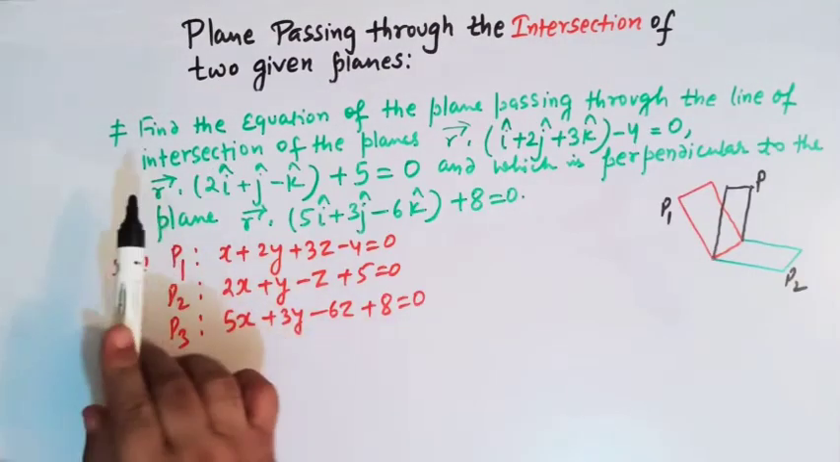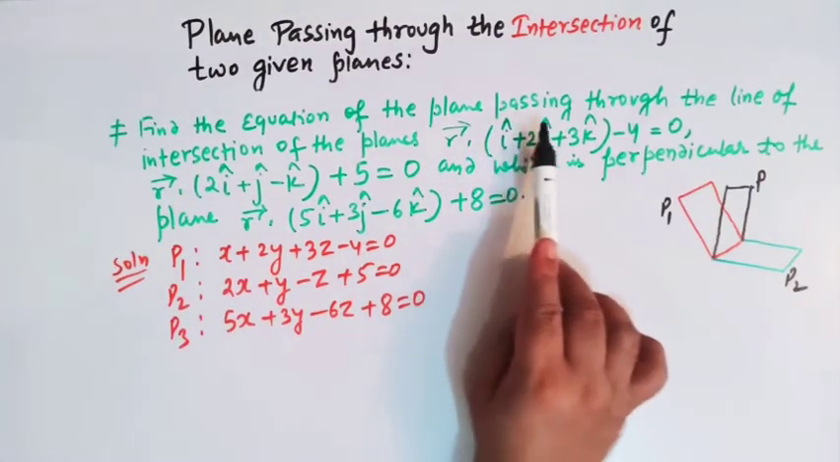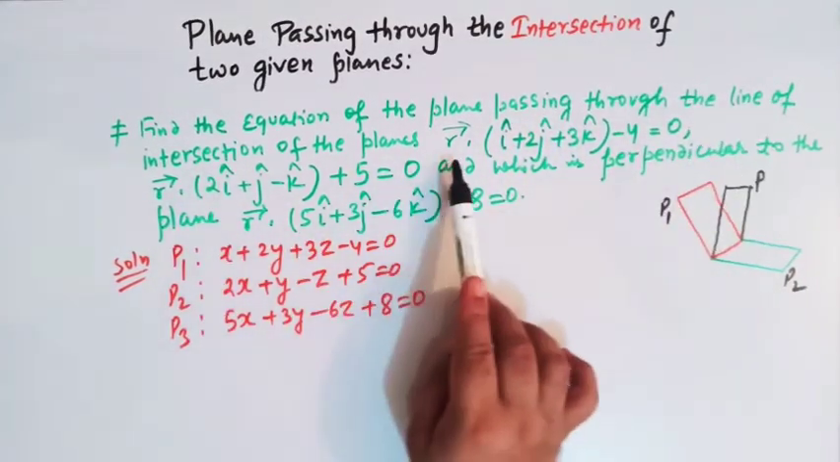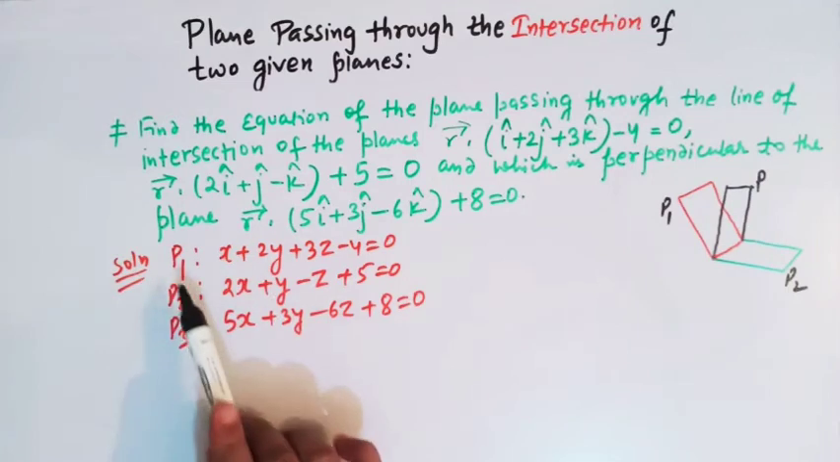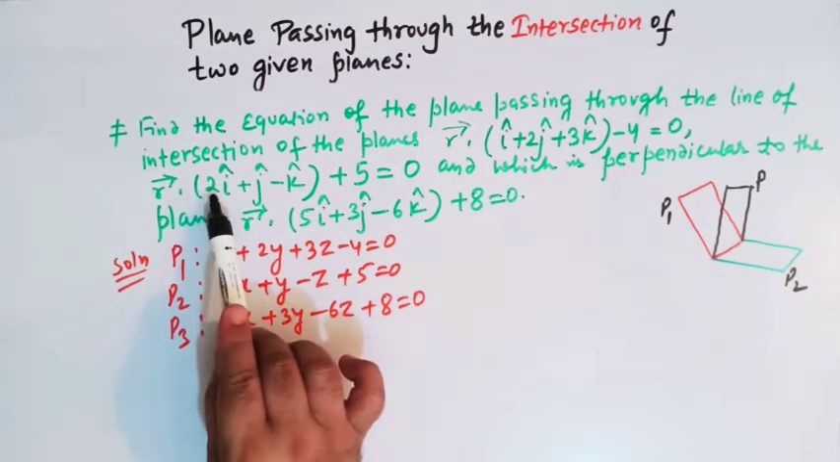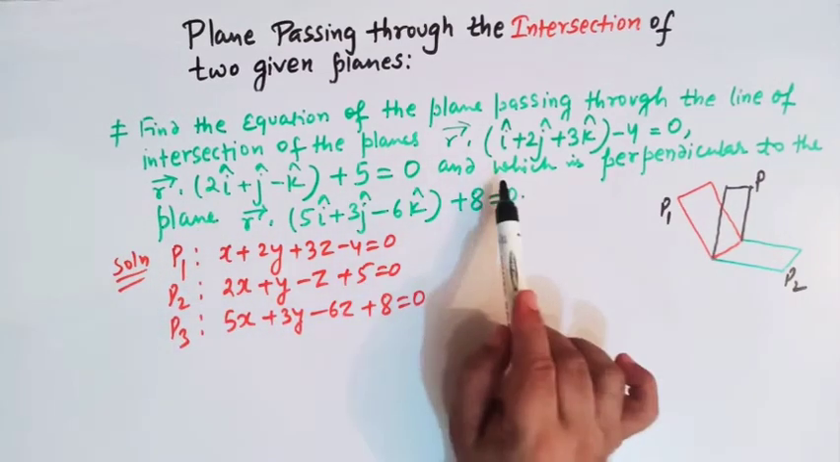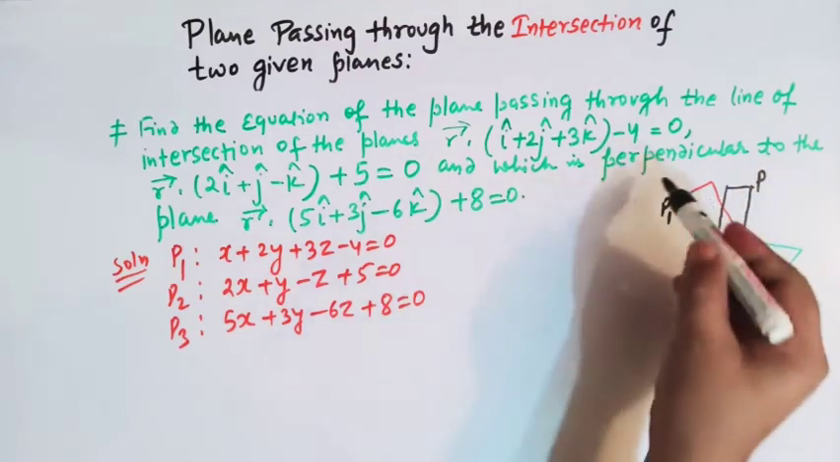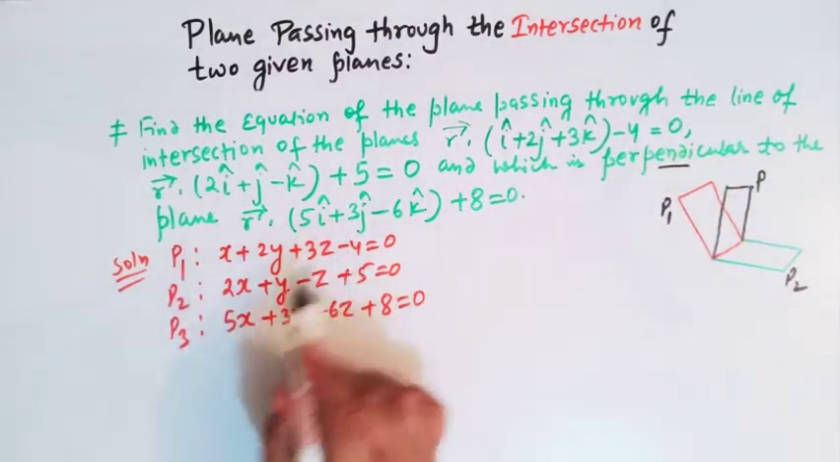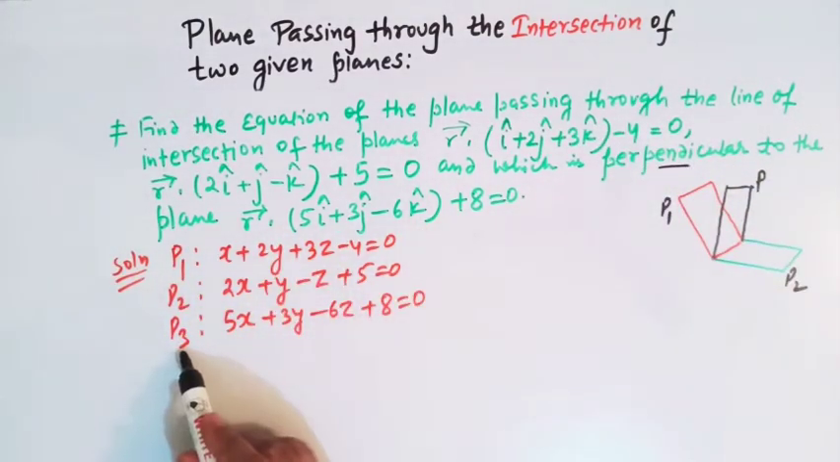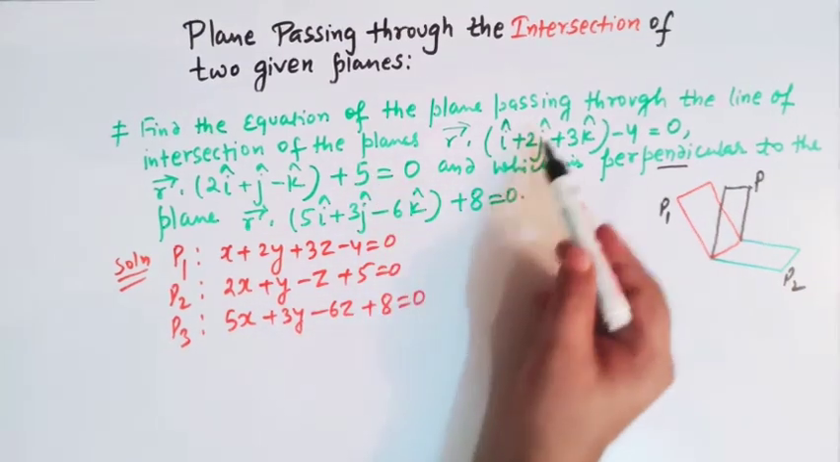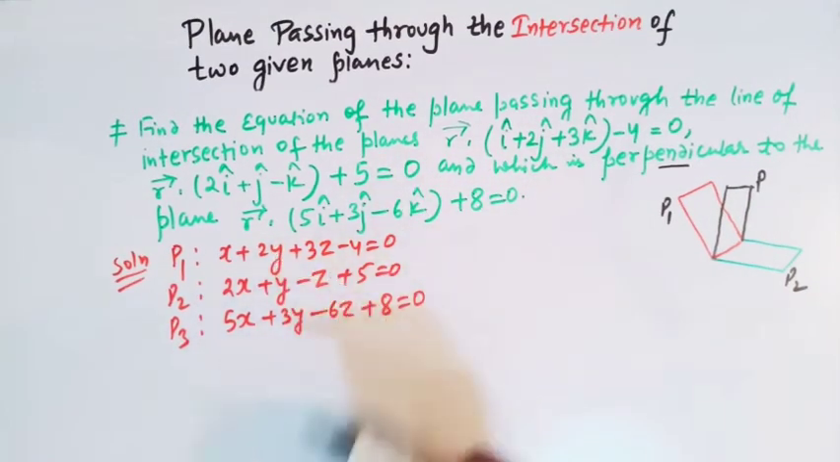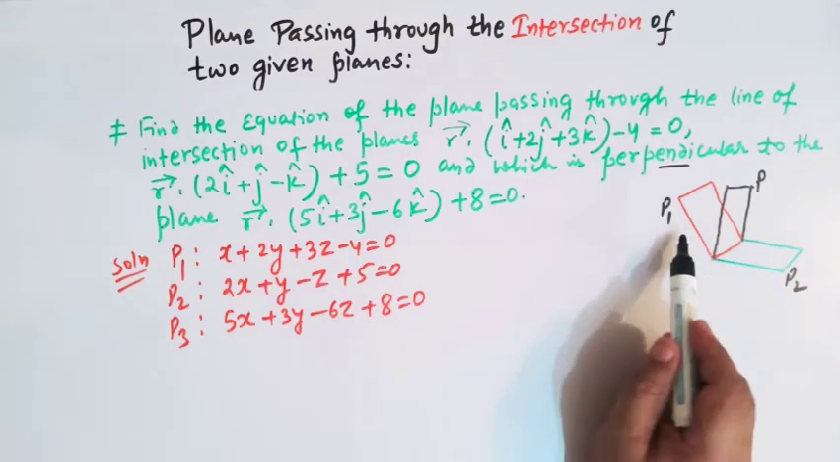Now let us take this problem. Find the equation of the plane passing through the line of intersection of this plane, which is P1, and this plane, which is P2, and which is perpendicular to the plane P3. And here we have converted these vector equations into Cartesian form, and here we have the diagram.